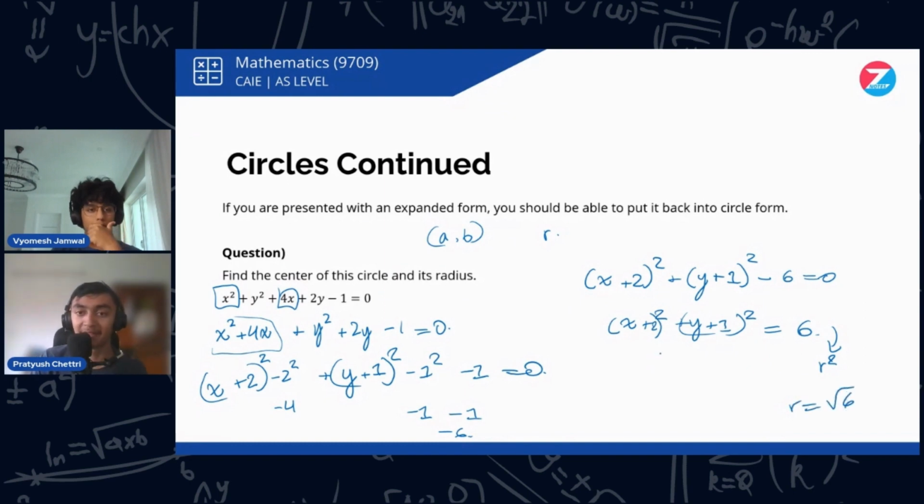And what's the center of this circle? That's it. The center is, so it's 2, so it's minus 2. Remember, minus whatever value is here. Minus 2, minus 1 is the center of this circle.